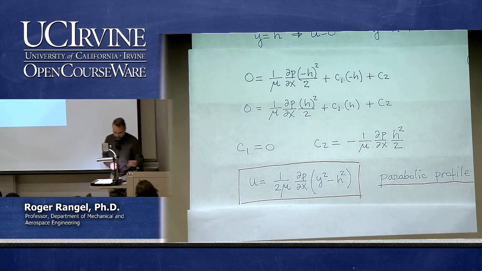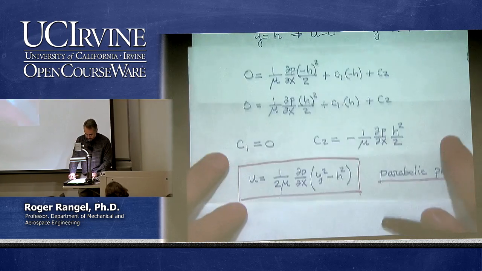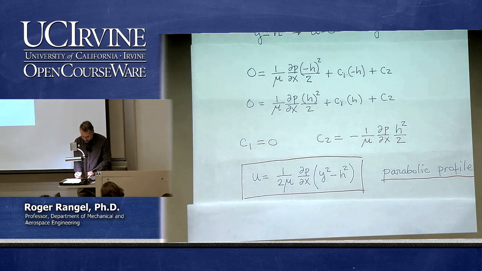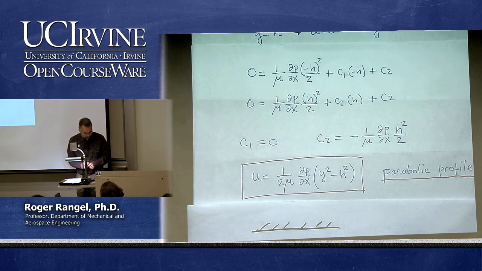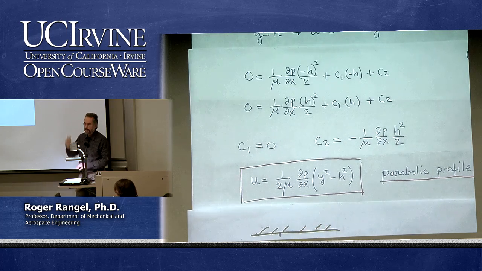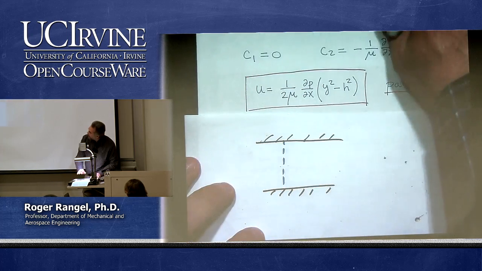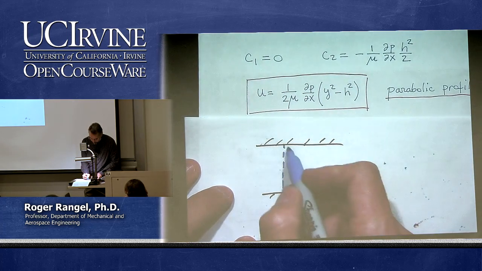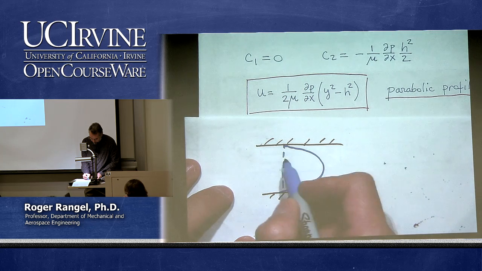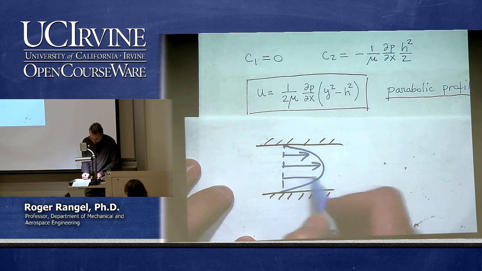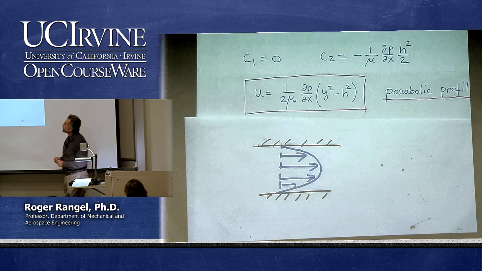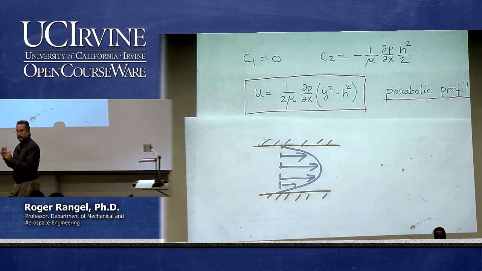What does that look like in the actual space between the plates, in the cavity? Here's the top plate, here's the bottom plate. They're fixed. But if I draw the velocity at some x location, I get a parabola. That's what the profile tells me. So it's a different problem.